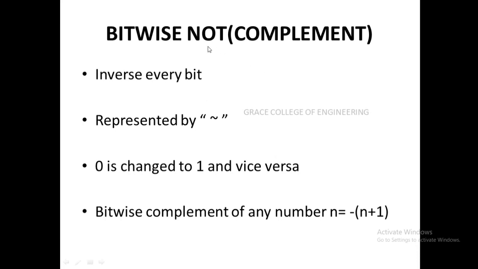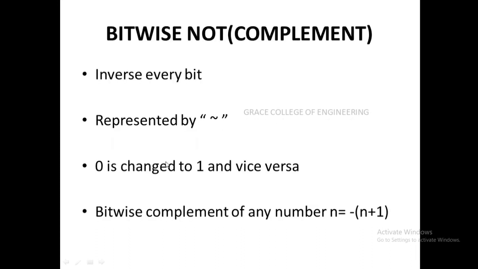Bitwise NOT. It is going to change each and every bit in a binary number. Normally, this will be represented by a tilde sign. 0 will be changed to 1 and 1 will be changed to 0. The bitwise complement of any number can be calculated as minus of n plus 1.